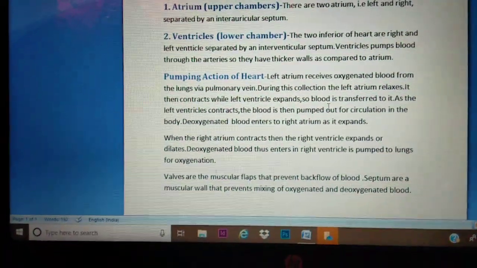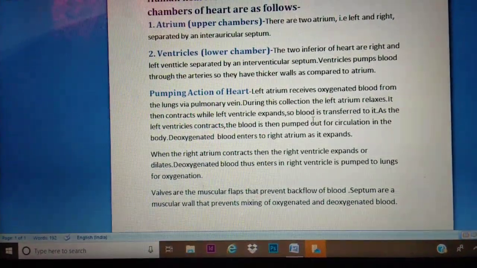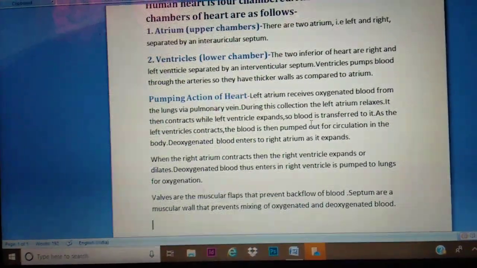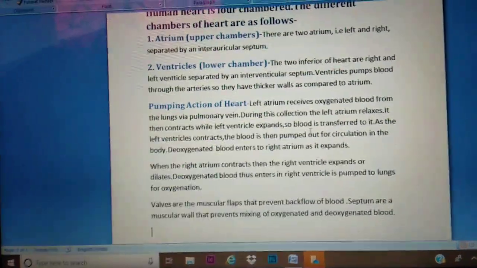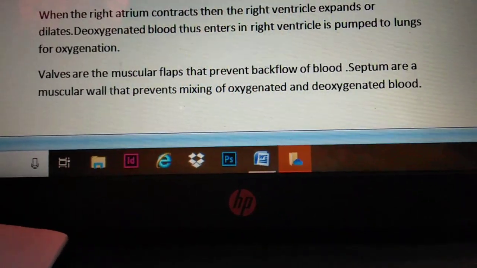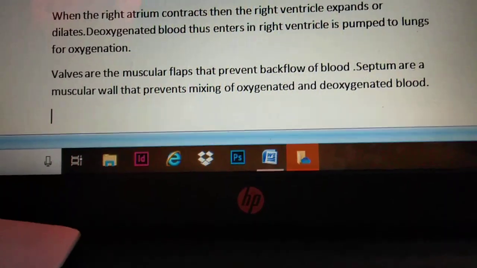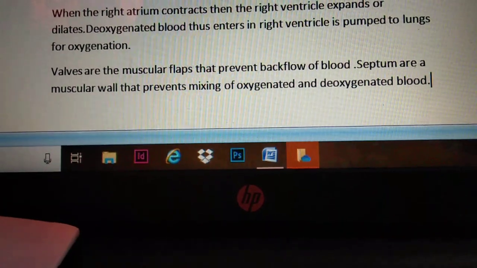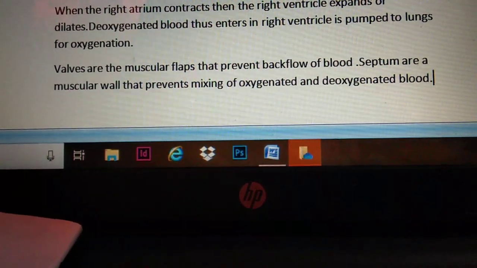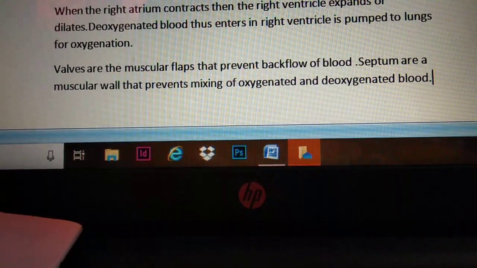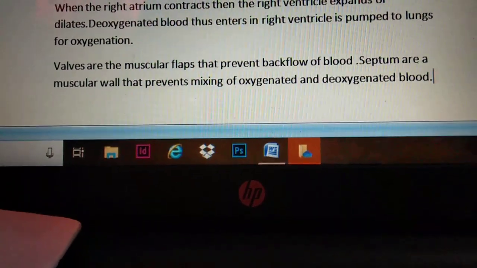Okay, so in this way the whole cycle is completed, and the function of the heart is to pump the blood from auricle to ventricle. Okay, so why are the valves or septums there? So valves are the muscular flaps that prevent the backflow of the blood. That means no mixing of the blood takes place. Otherwise all the oxygenated and deoxygenated blood mixes with each other, and our whole system will collapse. Okay, so the septum is a muscular wall that prevents the mixing of the oxygenated and deoxygenated blood.